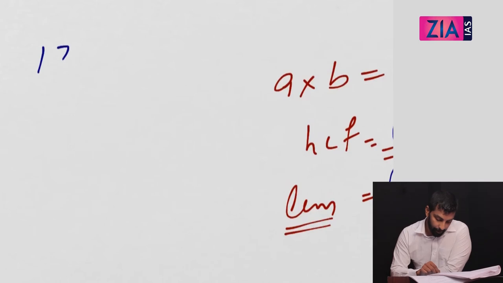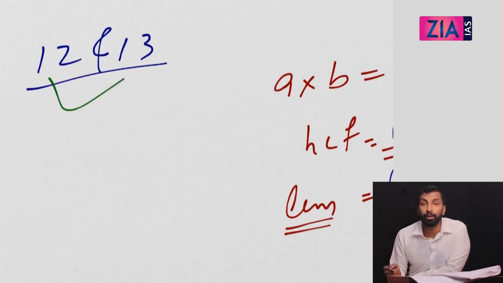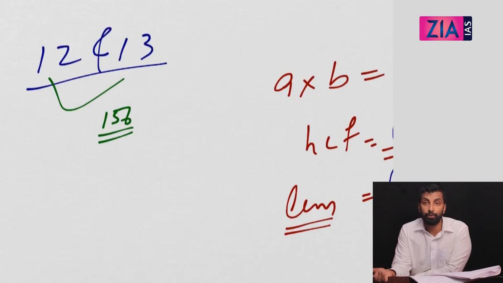Let me take 12 and 13. Okay, so what is the product? Basically, how will you multiply 12 and 13 faster? 12 into 12, what is that? 144, everybody knows that, right? So 13 means one more time 12. So 156, that's the product. I hope this is clear for you, right?